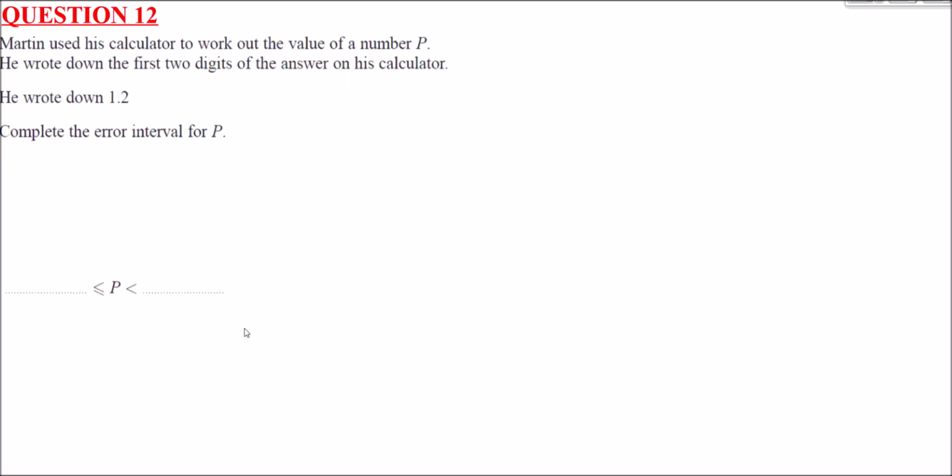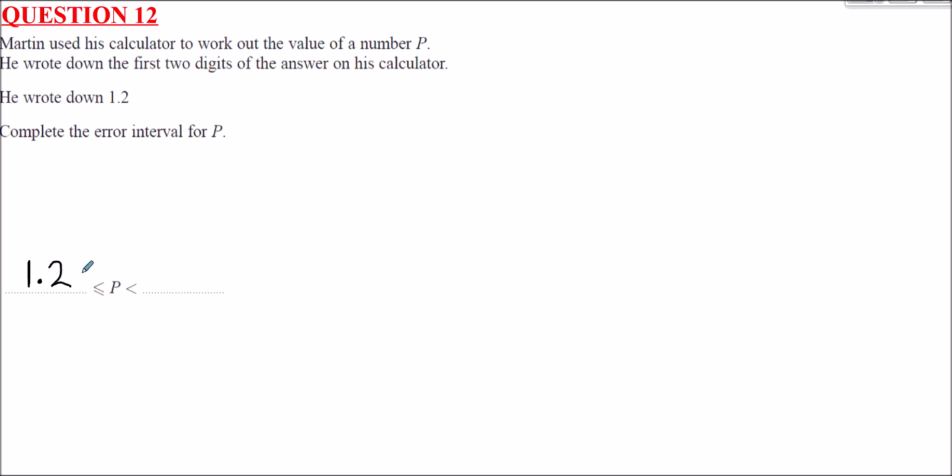Question 12. Martin used his calculator to work out the value of a number p. He wrote down the first 2 digits of the answer on his calculator. He wrote down 1.2, complete the error interval for p. So the lower bound, it's obviously going to be at least 1.2. If he wrote 1.2, common sense tells us it needs to be at least 1.2.